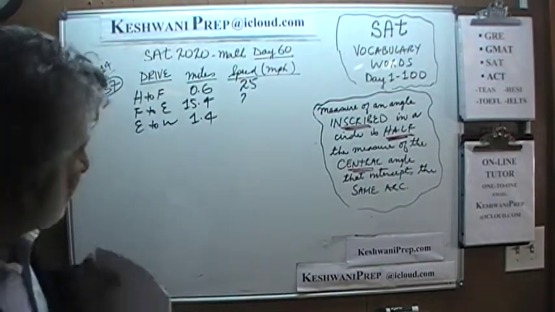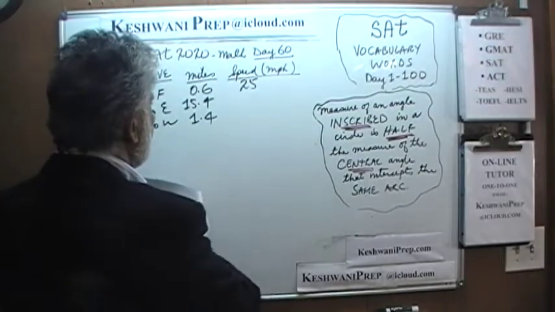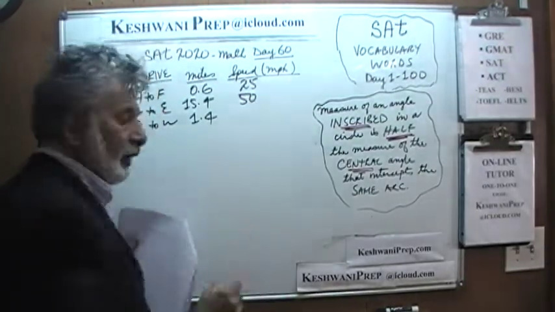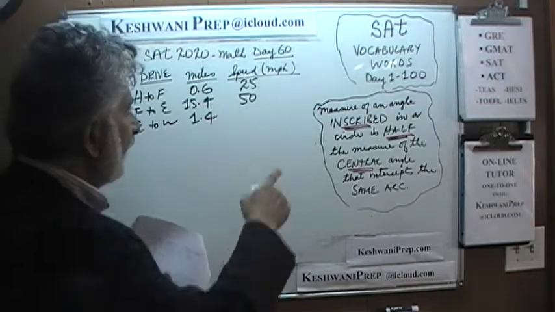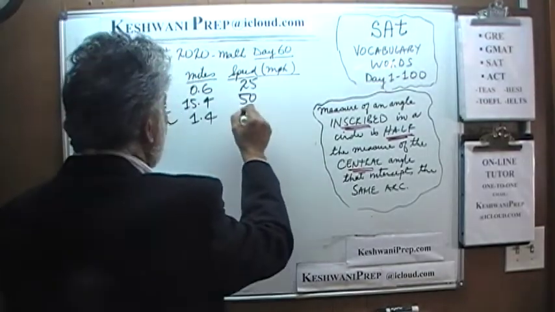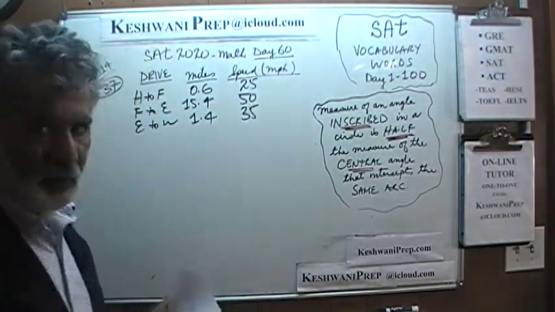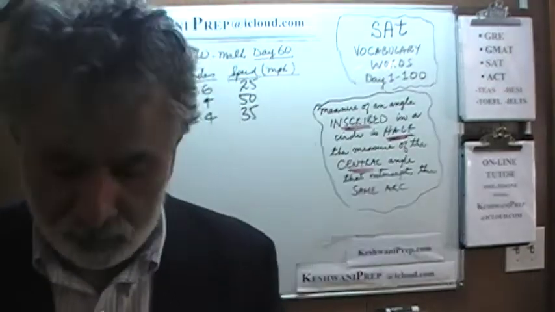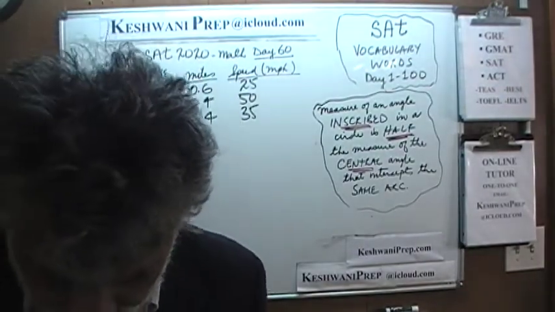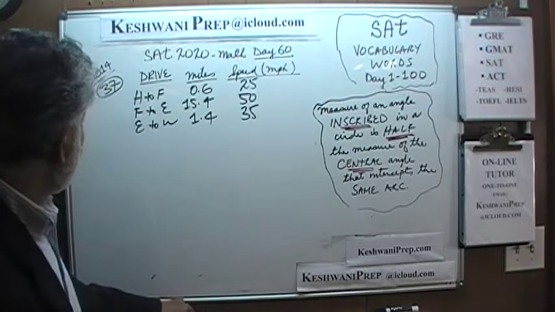Once I get on the freeway, I'm averaging 50 miles an hour. It is miles per hour. And the third segment, once I take the exit to work, I am driving at the average speed of 35 miles per hour. Number 37.